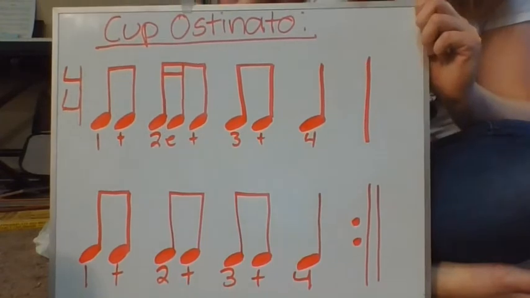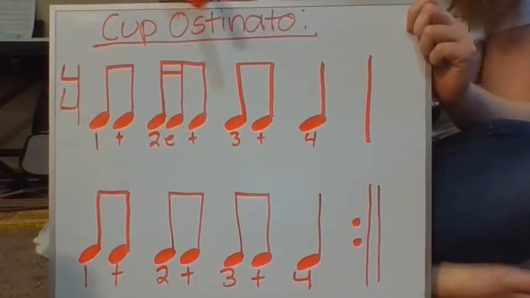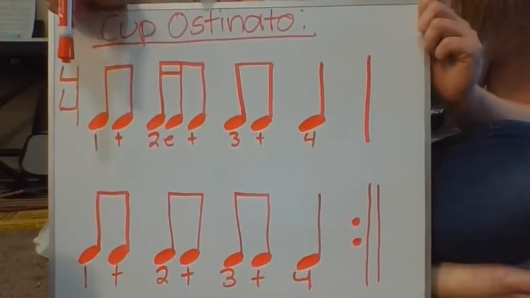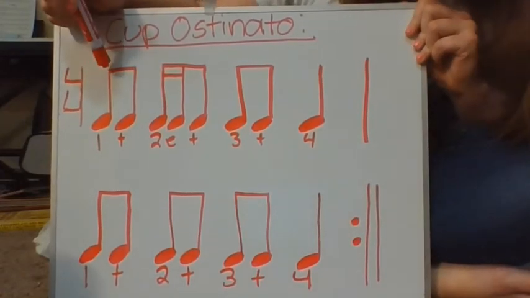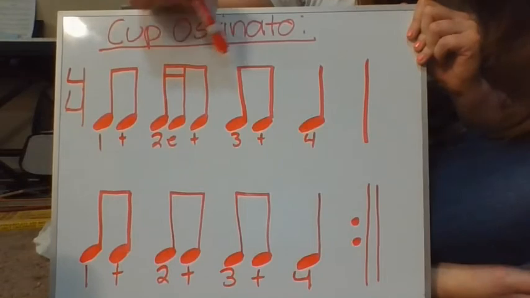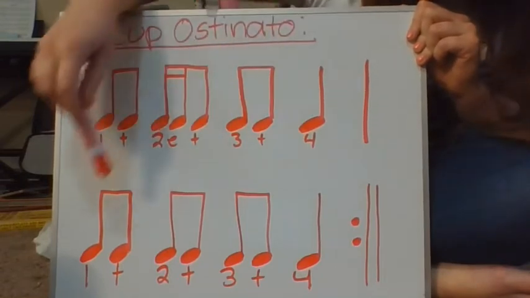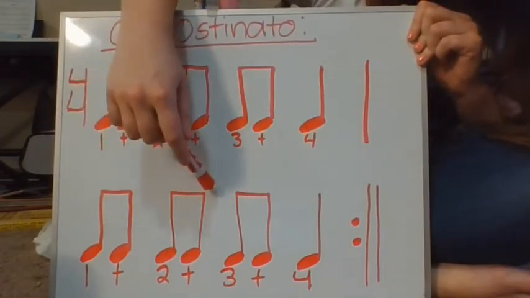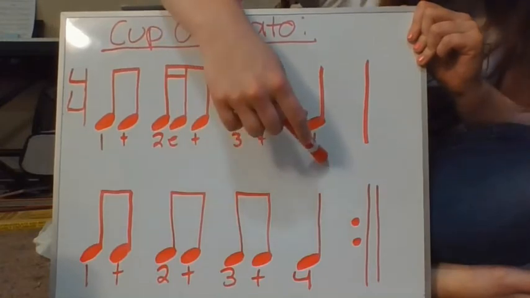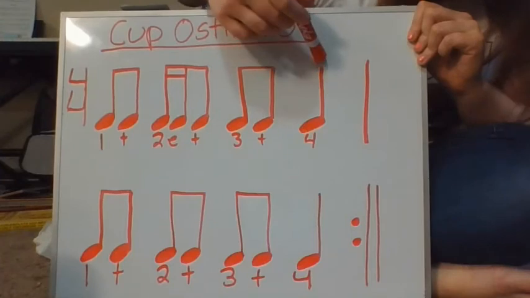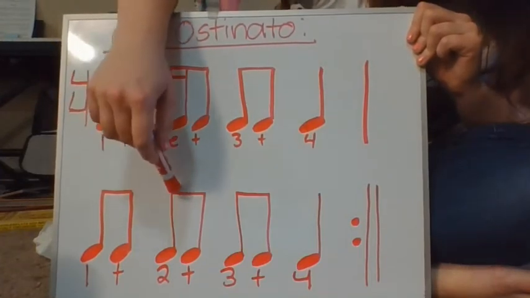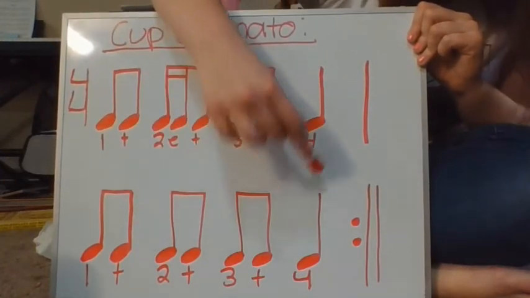Now let's put the entire thing together, just counting the rhythm. 1, 2, here we go. 1 and 2 E and 3 and 4. 1 and 2 and 3 and 4. 1 and 2 E and 3 and 4. 1 and 2 and 3 and 4.